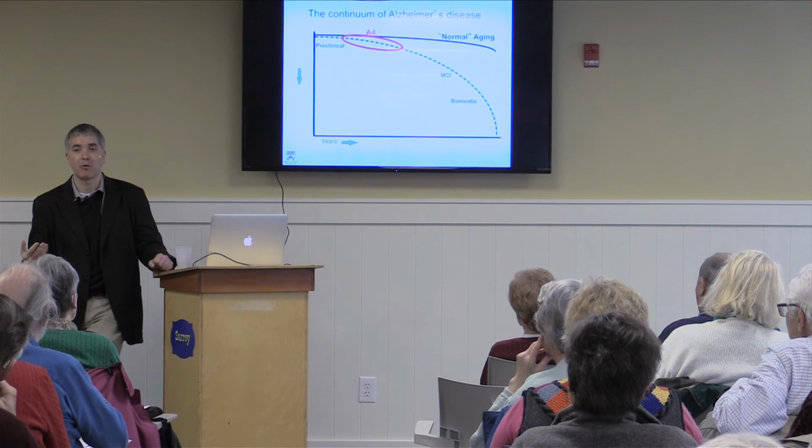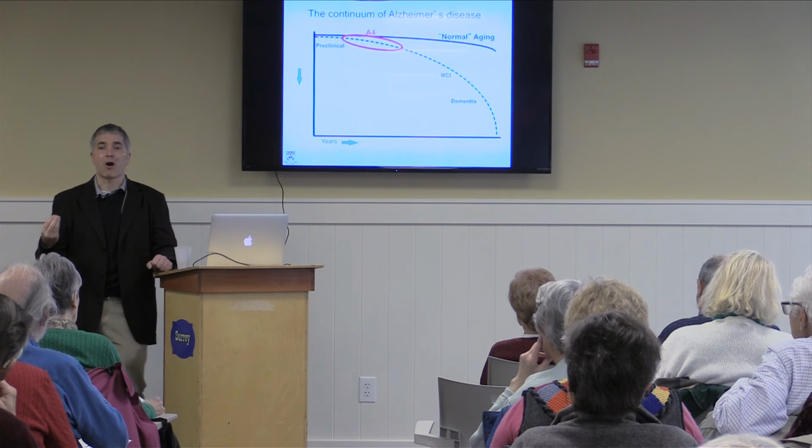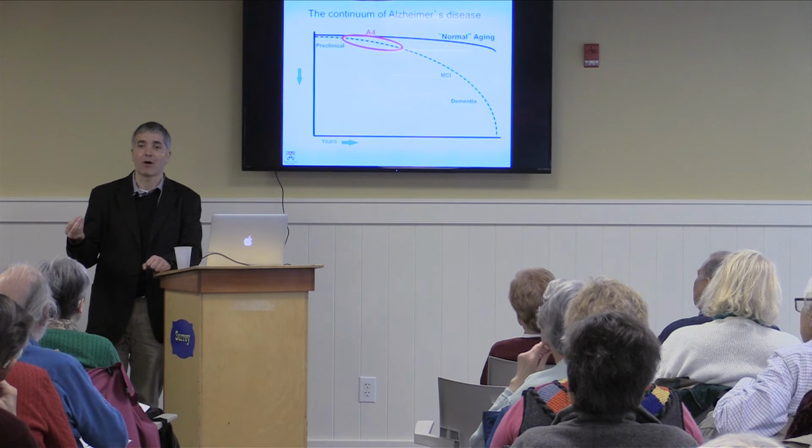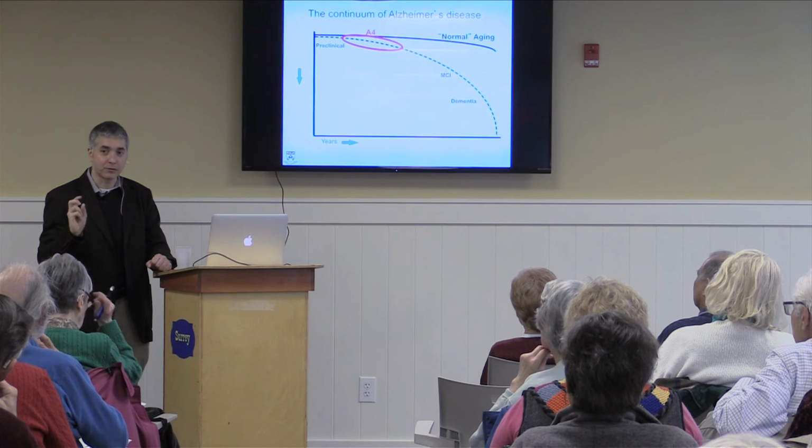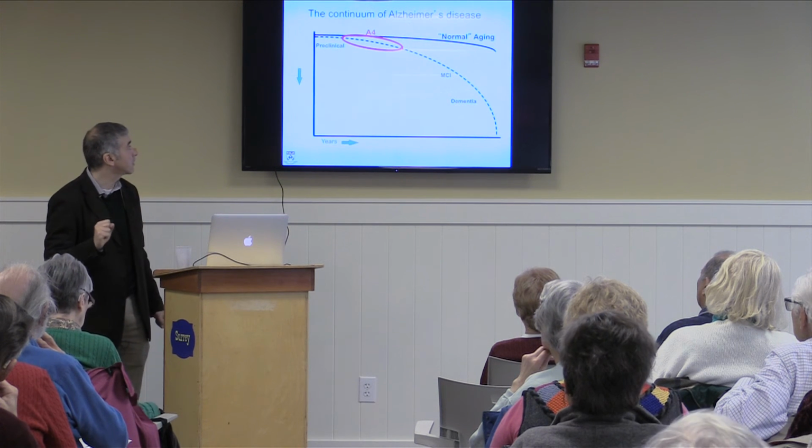In fact, trisomy 21 is one of the real strong arguments that amyloid is important in causing the disease because of that link. Just two more or three more very quick slides.